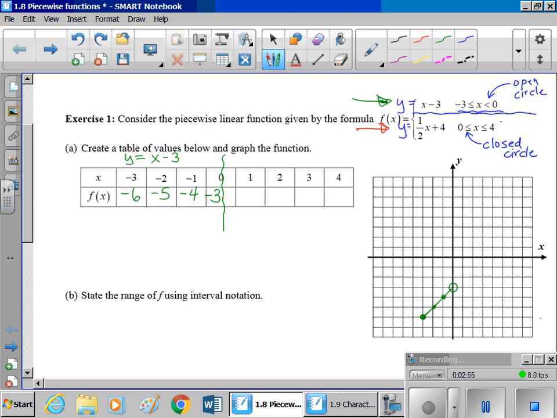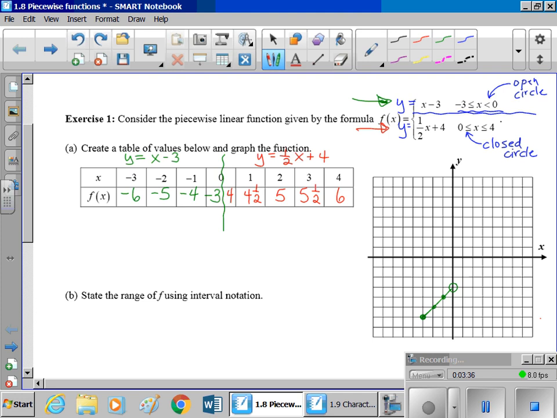Let's write it up here like we did last time. y equals 1/2 x plus 4. So when x is 0, we get 0 plus 4, which is 4. When x is 1, it's 1/2 times 1 plus 4, which is 4.5. When x is 2, you get half of 2, which is 1, and 1 plus 4 is 5. Half of 3 plus 4 is 5.5. And for 4, half of 4 is 2, and 2 plus 4 is 6.